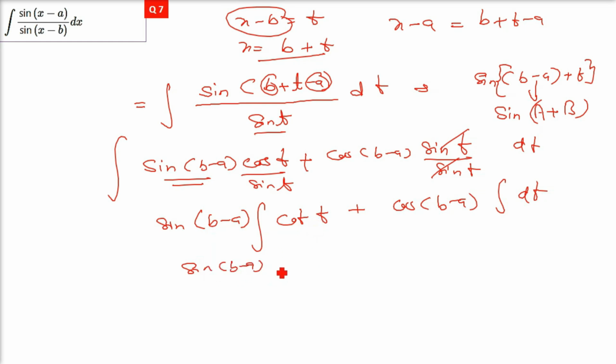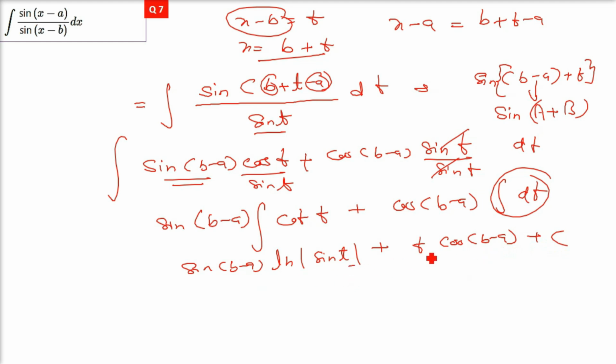So cot t has a direct integration. I've already discussed it with you. It is ln of modulus of sin t. Cos(b minus a) remains like this. Integration of dt will be t only. So cos(b minus a) into t. This is the whole integration result with a constant of integration.